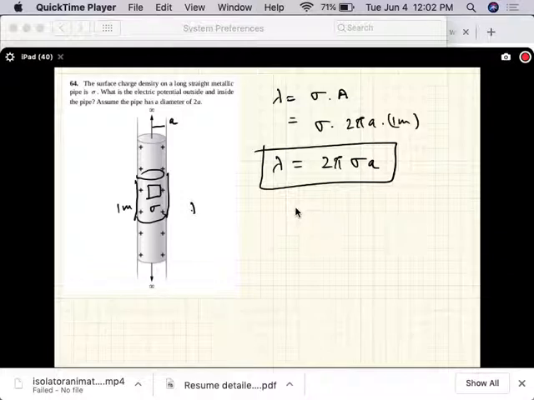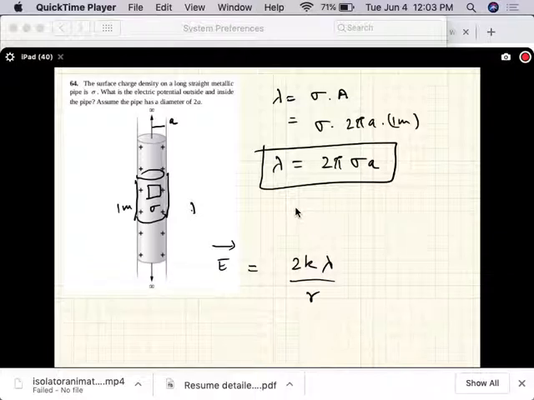Alright, here's why we did that. What is the electric potential outside and inside the pipe? You guys know that from a linear charge density, the electric field is pointing out like that, and the magnitude of the electric field is given by 2k lambda, the linear charge density which we found, divided by r. So the electric field is given by that.